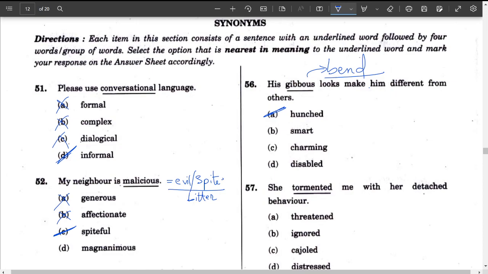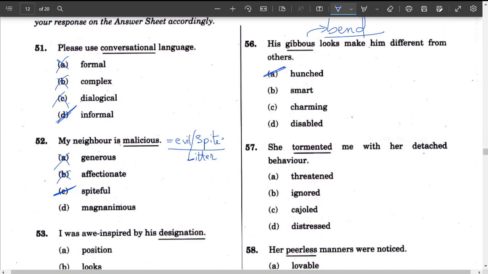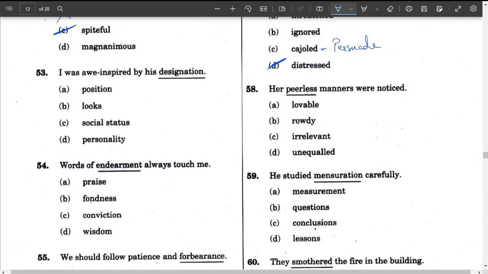Next one, she tormented me with her detached behavior. Tormented in the sense tortured. She tortured me. Okay, she made me distressed. She made me suffer. Distressed, tortured, distressed. Fourth one can be used. That means mental behavior, mental torture.